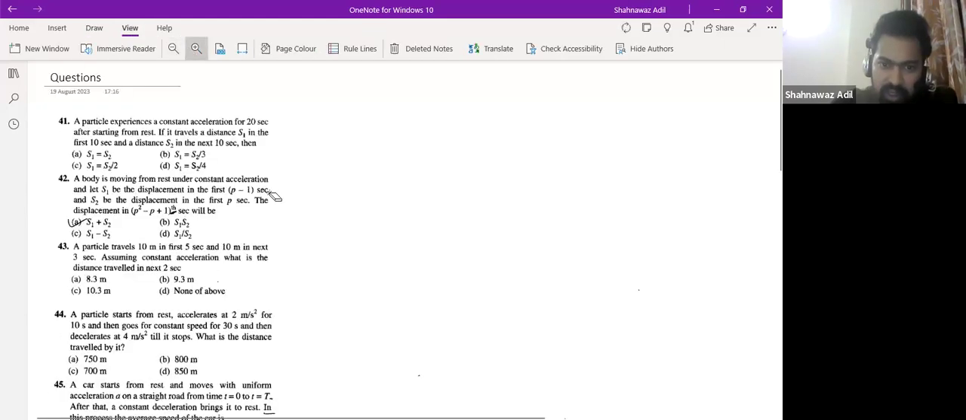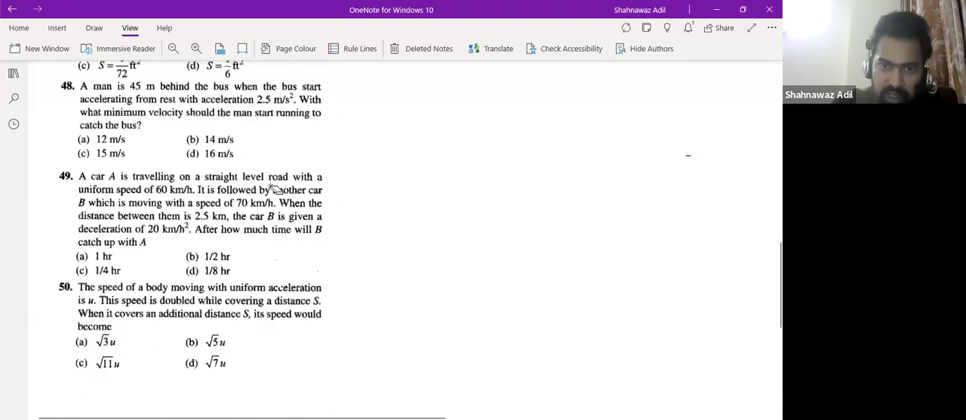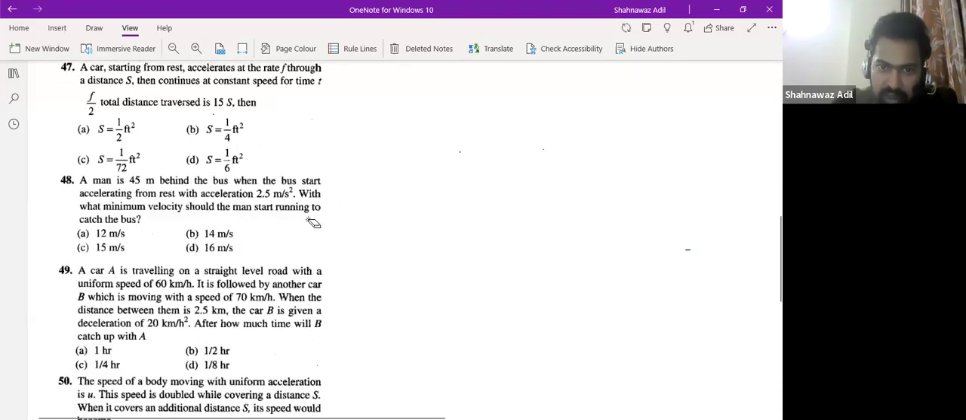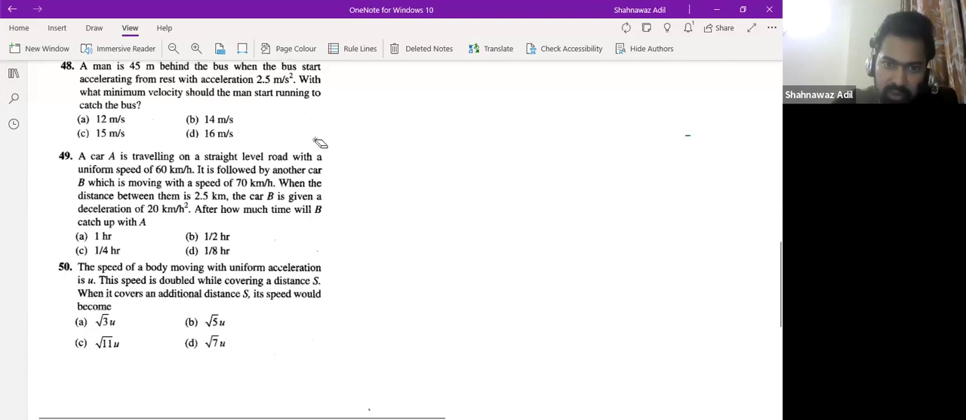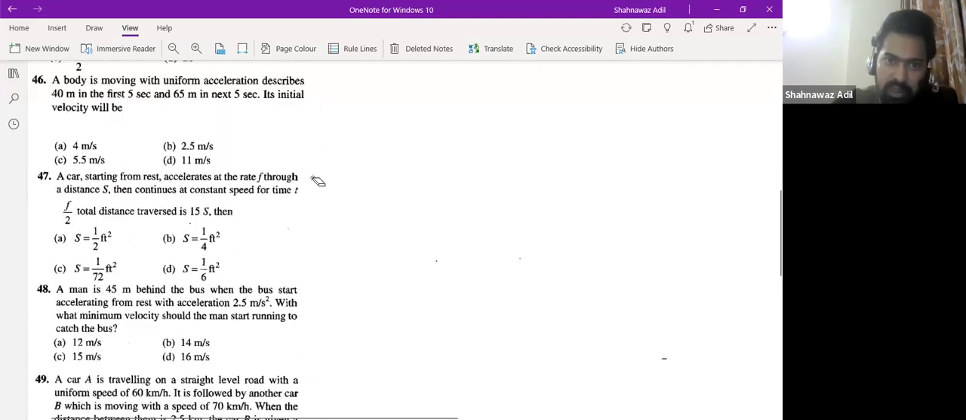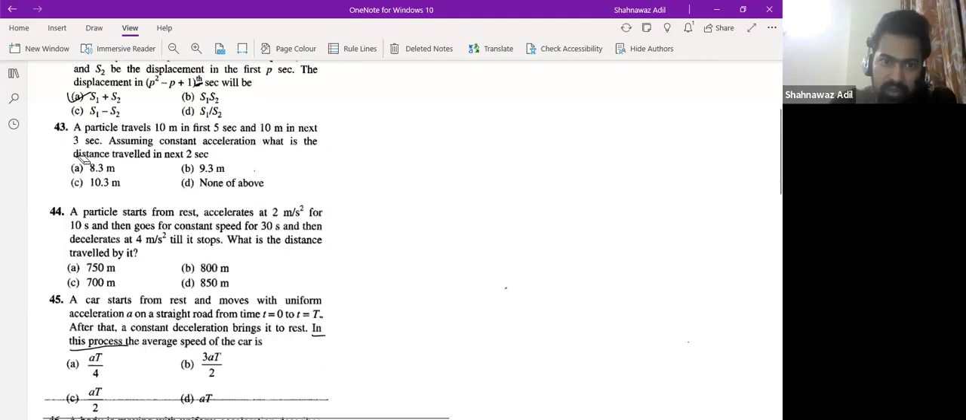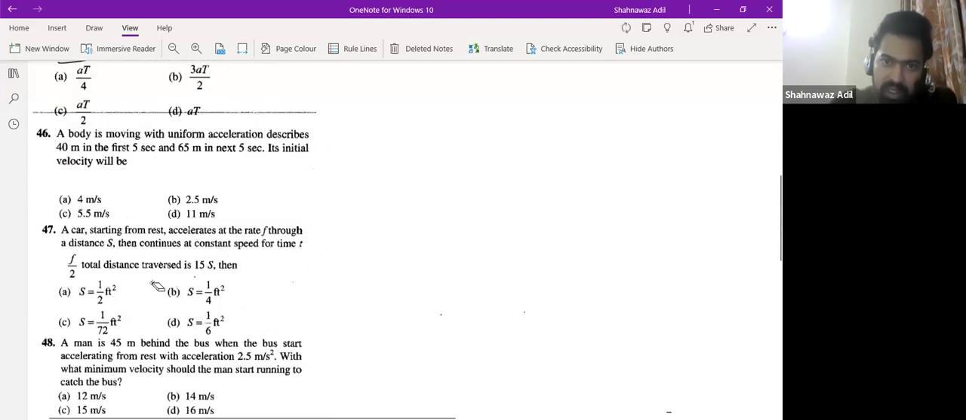So let's do this 46th one, right? And then the 43rd one, you guys will do. A man is accelerating and starts running to catch the bus. Oh, the 48th one is also an important one. So the 46th one, I will give this question as your homework, the 43rd one, but let's do this 46th one first.